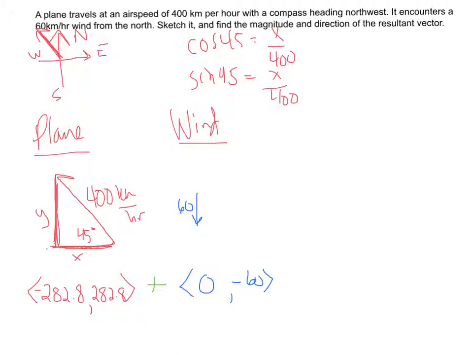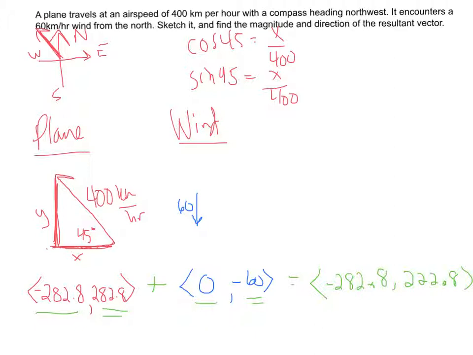would be, if we add up the x component of the plane vector, the x component of the wind vector, and then the y component of the plane, and the y component of the wind. And that's going to give us our resultant vector. So we get negative 282.8 plus 0 is negative 282.8. And positive 282.8 plus negative 60 is 222.8. So our resultant vector is negative 282.8 and 222.8 for the x and y components of that resultant vector.